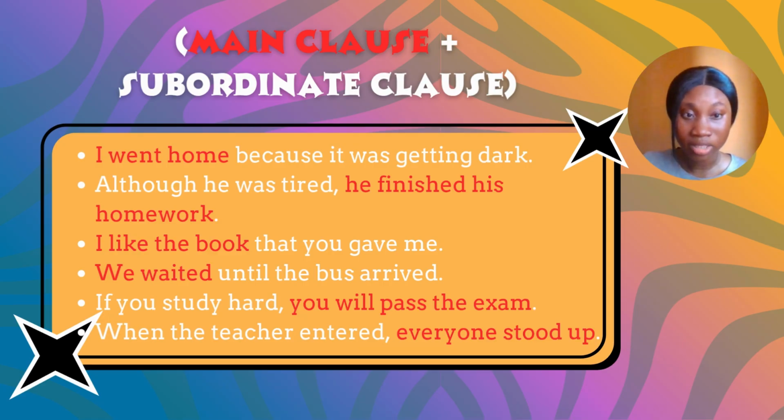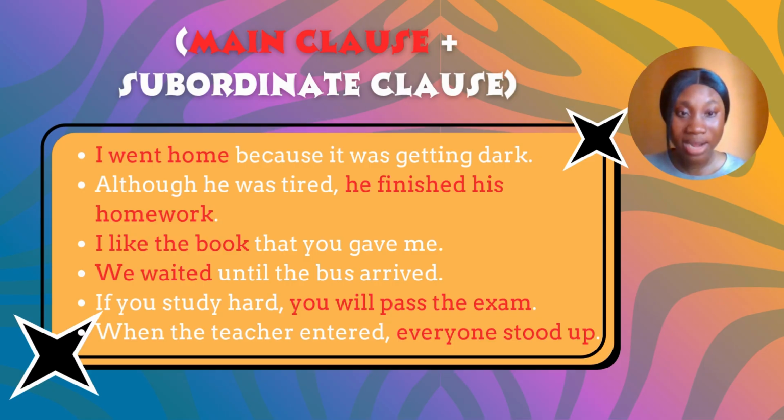Now, I like the book that you gave me. I like the book is the main clause. It's complete on its own. That you gave me is your subordinate clause. We waited until the bus arrived. We waited, main clause. Until is a conjunction. So every other sentence coming after until is your subordinate clause. If you study hard, you will pass the exam. If you study hard, subordinate clause. You will pass the exam, main clause.